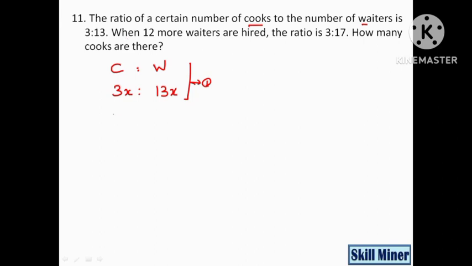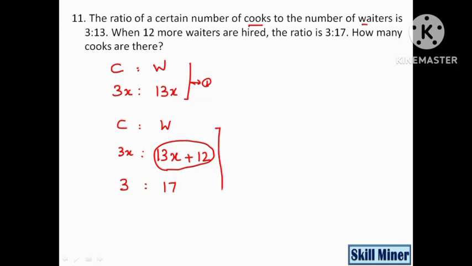When 12 more waiters are hired, okay, what they are doing, they are hiring 12 more waiters, which means they are adding 12 more waiters. The ratio is becoming 3 is to 17. Cooks remain the same, but the waiters are increased by 12. The ratio is becoming 3 is to 17. This forms the second condition.